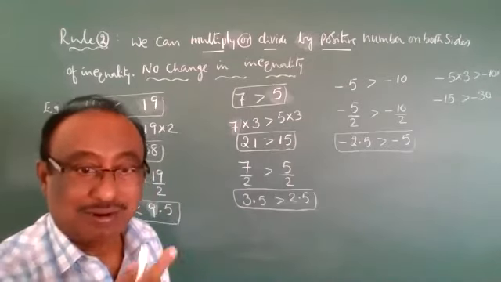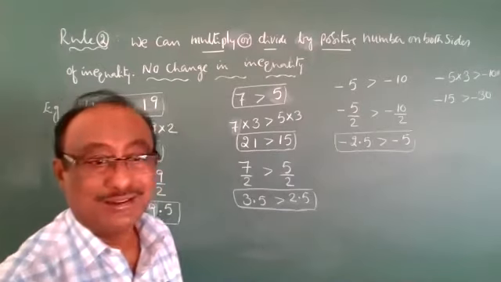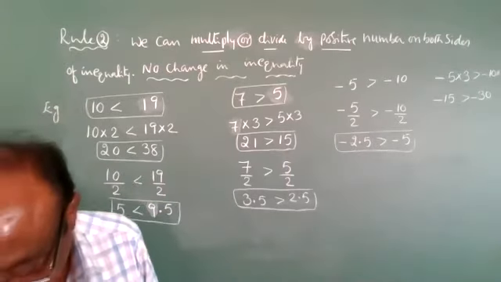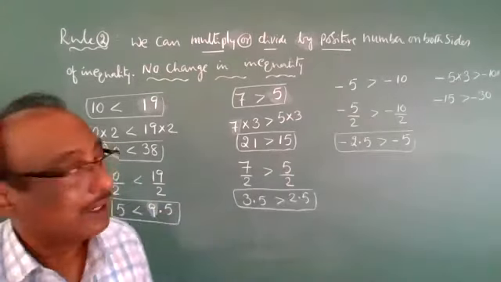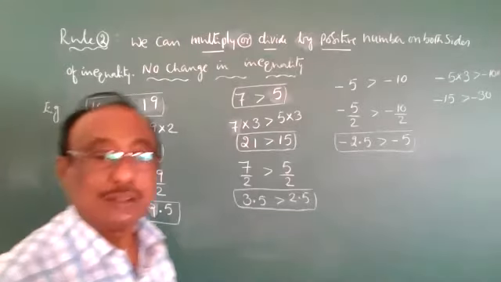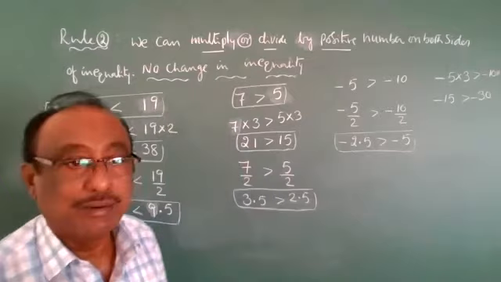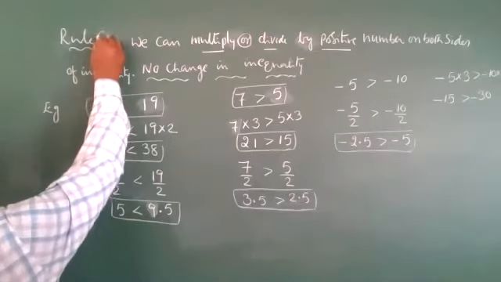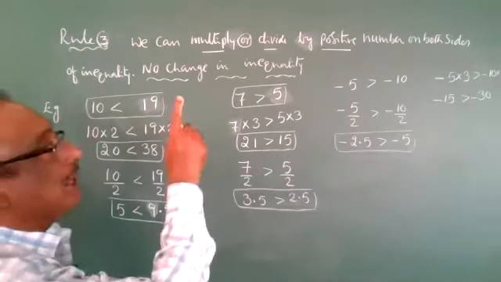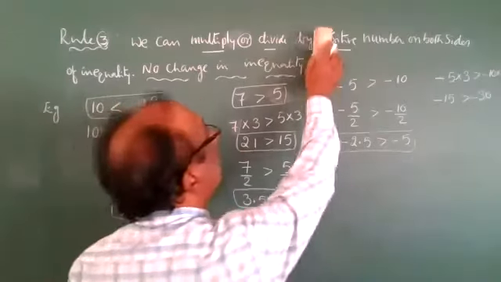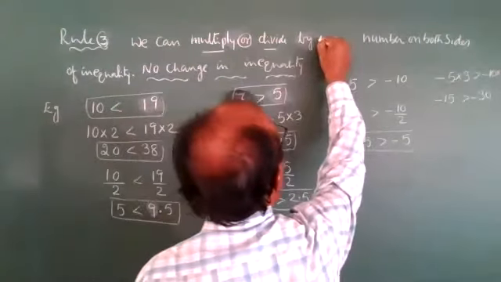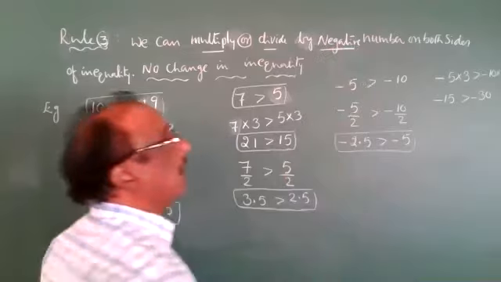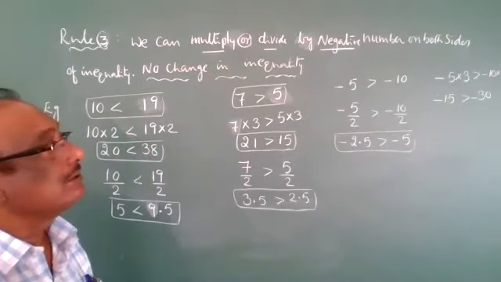Now I will come to the rules one by one. Write down rule number 3. Everyone come, rule number 3. We can multiply or divide by a negative number on both sides.